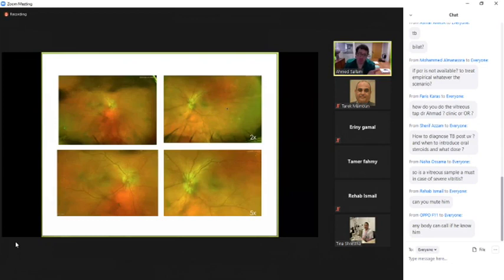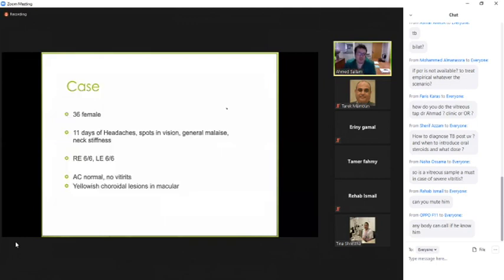You can also have disc edema with uveitis. So always remember the combination: male, high-risk behavior, macular lesion, disc lesion, arthritis, skin lesions. That really you need to think of syphilis. Okay, I'll give you one more case, and then we can stop and entertain questions again.